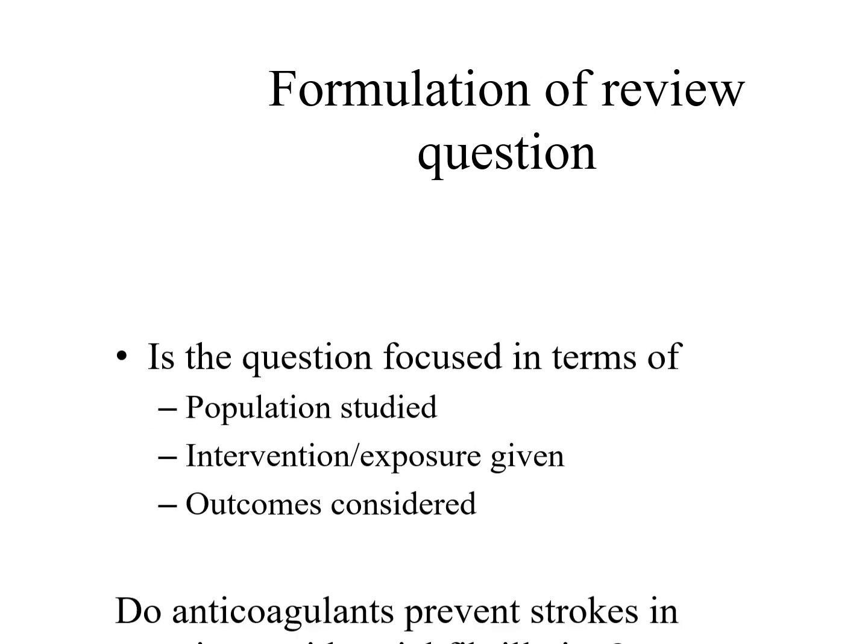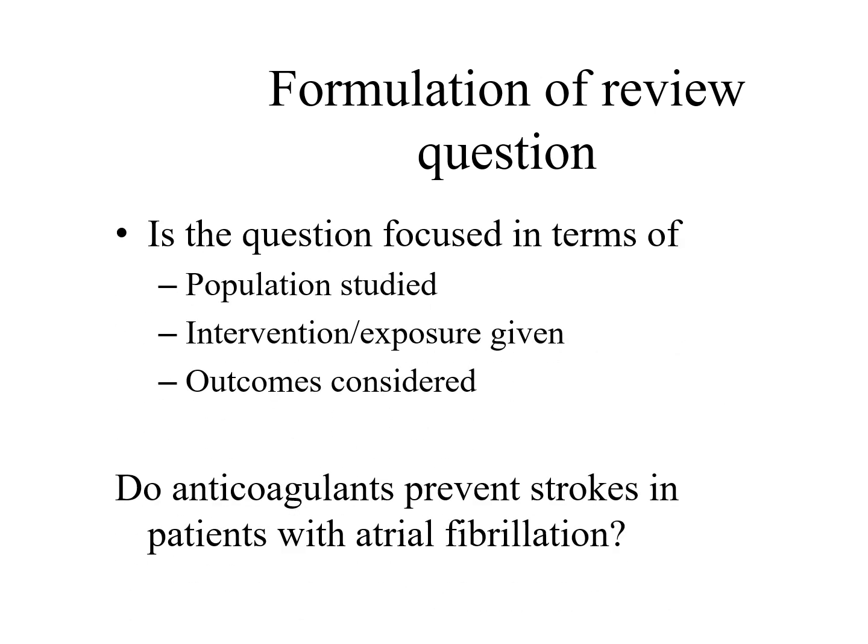So how do we formulate a review question? Is the question focused in terms of population studied, intervention, exposure given, and the outcome considered? For example, do anticoagulants prevent strokes in patients with atrial fibrillation? Is the population clear? Maybe we could have defined it better. Intervention.